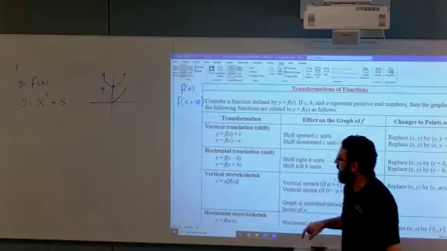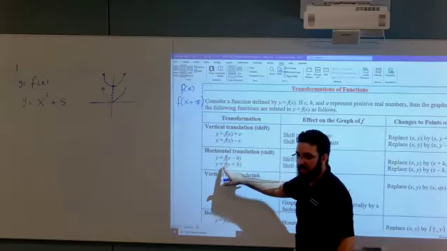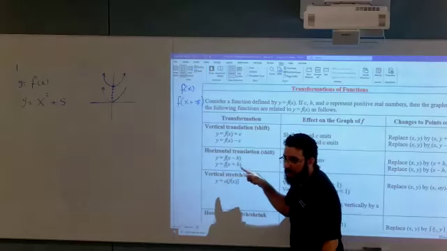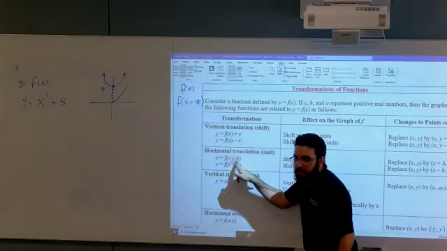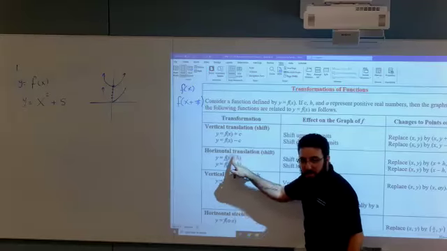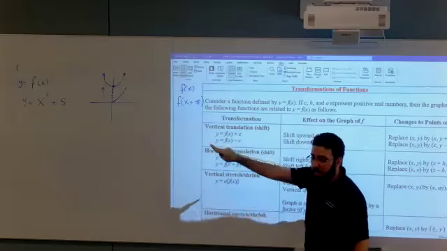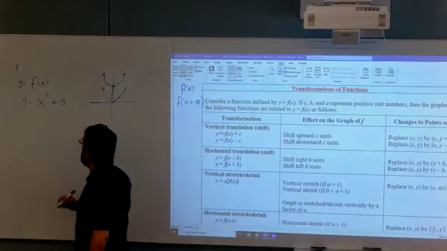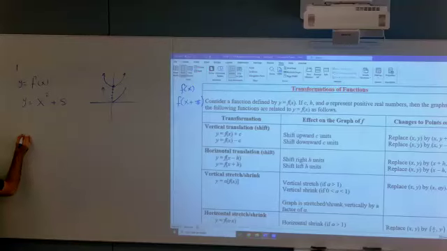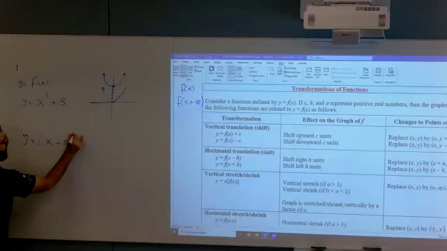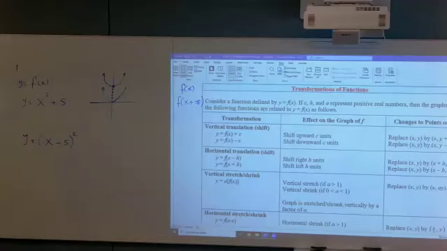What about horizontal translation? That's different. Check where the change is. It'll be inside the function. Let's do the same example, the same basic function, but I'm going to make the change inside: y equals x minus 5 squared. See the squared is for the x. This is x squared, but check where the number is: inside the function, inside the squared.